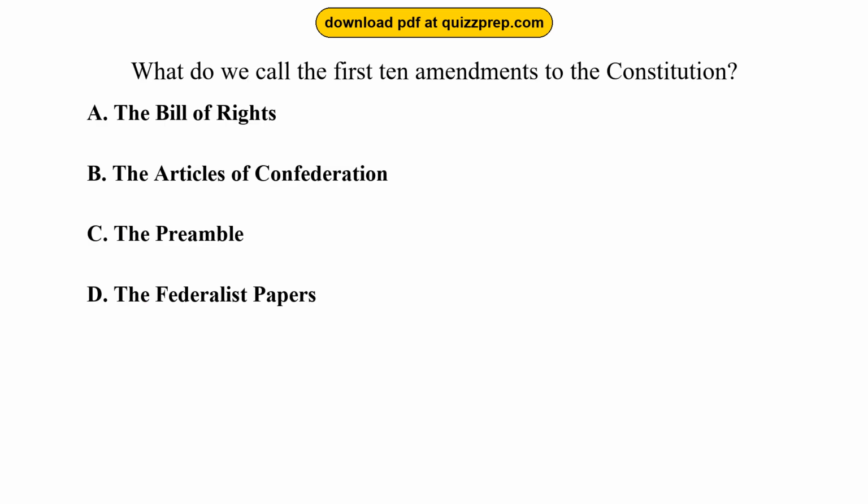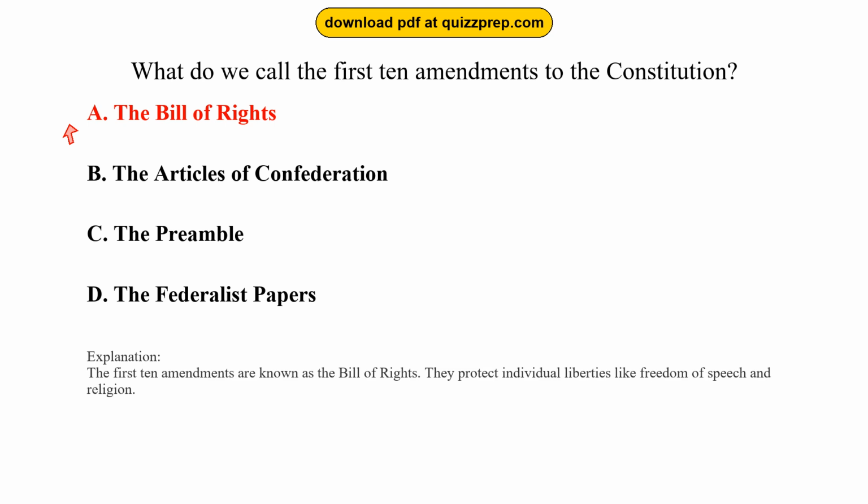Question 40. What do we call the first 10 amendments to the Constitution? Option A. The Bill of Rights. Option B. The Articles of Confederation. Option C. The Preamble. Option D. The Federalist Papers. The correct answer is option A. The Bill of Rights. The first 10 amendments are known as the Bill of Rights. They protect individual liberties like freedom of speech and religion.